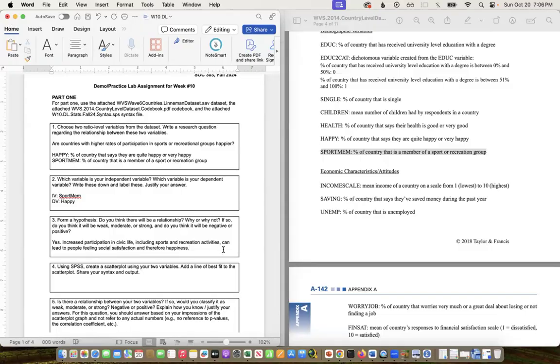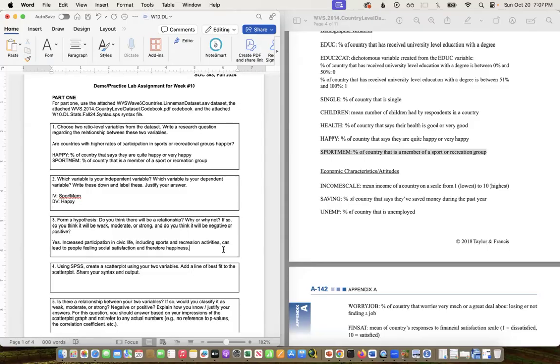Okay, so I just wrote increased participation in civic life, like sports and recreation activities, can lead to people feeling social satisfaction and therefore happiness. So I'm thinking that people in countries where there's more participation overall, there'll be a higher percentage of people saying they're happy, and vice versa. Where there's lower participation, there'll be less.